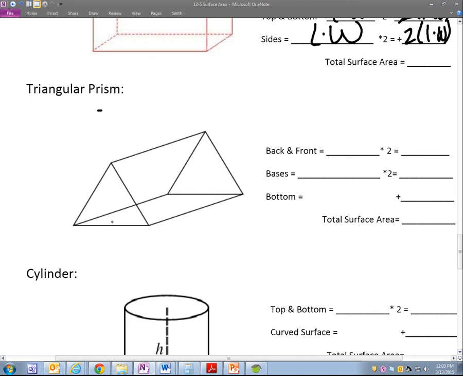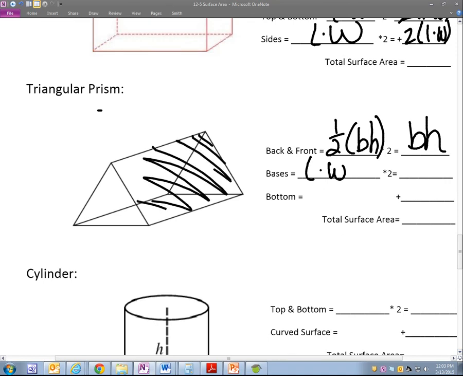So we had the back and the front, which is going to be this guy, and that's going to be, if you remember, 1/2 base times height. 1/2 base times height, and times 2 is just going to make it base times height. And the bases are going to be how it's sitting on the bottom here, and that's just going to be length times width. Darn it, I messed it up again. It's going to be length times width. That's going to be this guy. That's going to be the bases, that one, and the one in the back behind it.